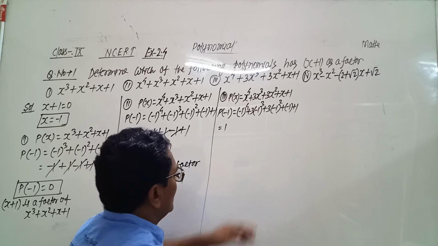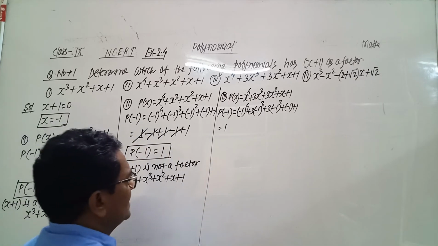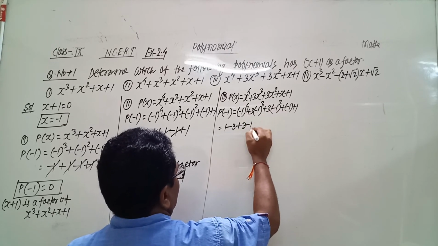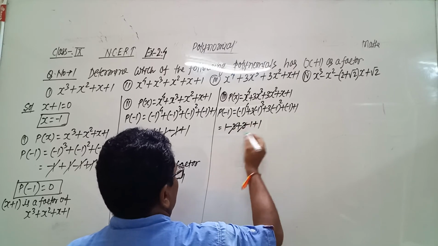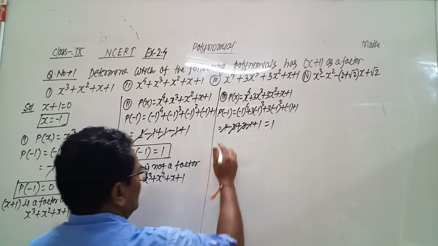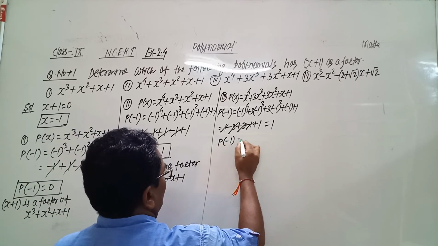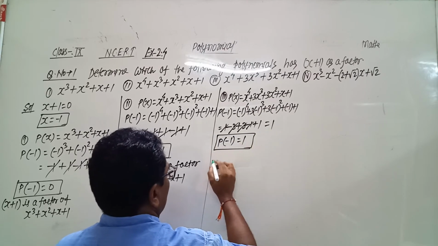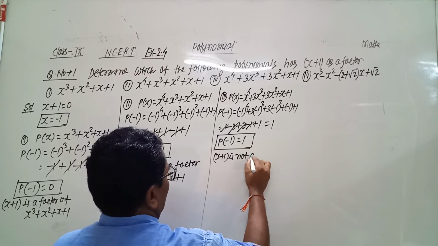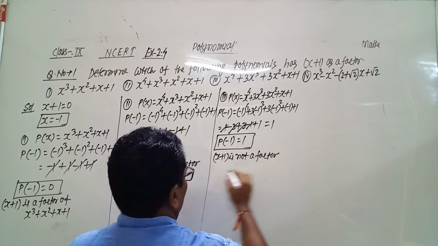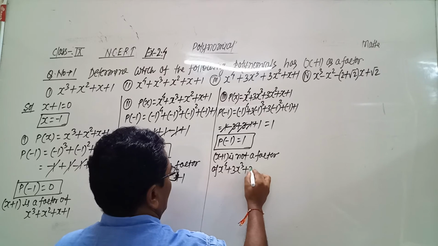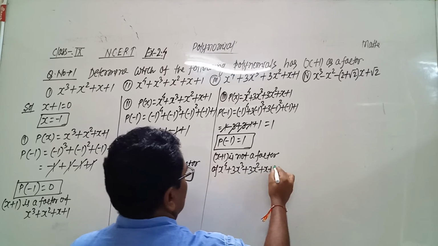We get plus 1. Here minus 1 to the power 3 is minus 1, so minus 3, minus 1 the square is plus 1, so plus 3, then minus 1 plus 1. So minus 3 plus 3 cancel, 1 minus 1 cancel, the remainder comes to be 1. P of minus 1 equals to 1. So again we conclude that x plus 1 is not a factor of x raised to the power 4 plus 3x cube plus 3x square plus x plus 1.